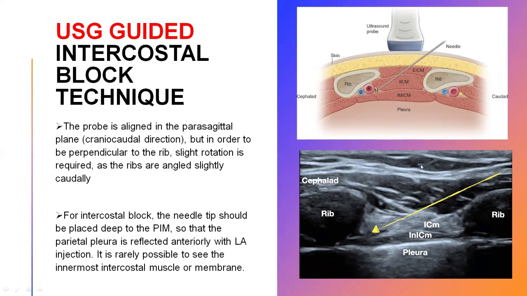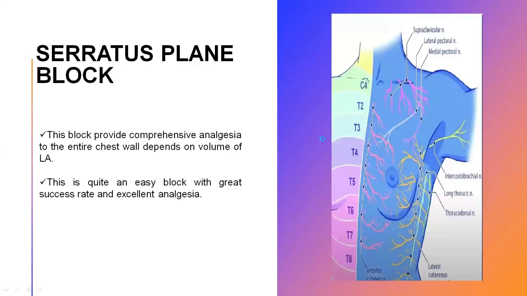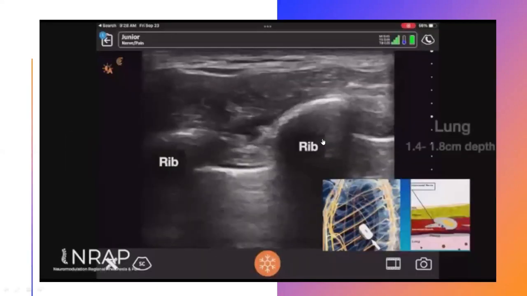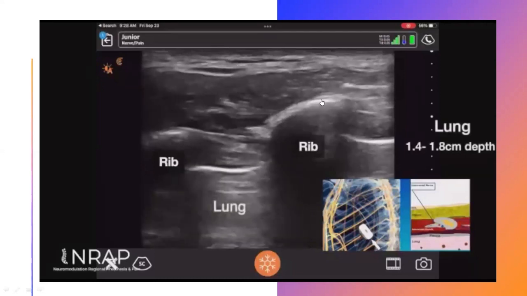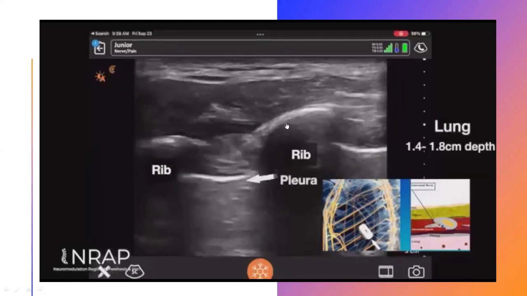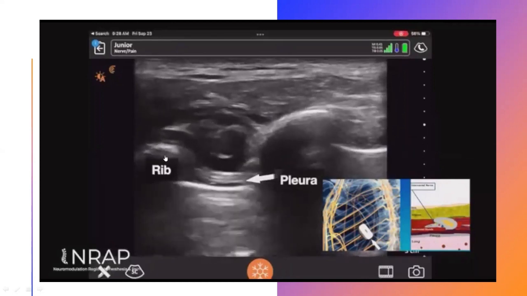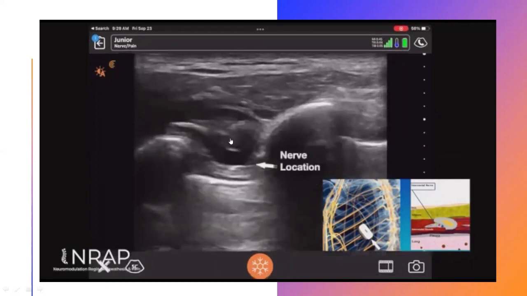Now I will show a short video of intercostal nerve block. Here is a demonstration of intercostal nerve block. Here you see the rib, this is another rib, and this is the pleura.